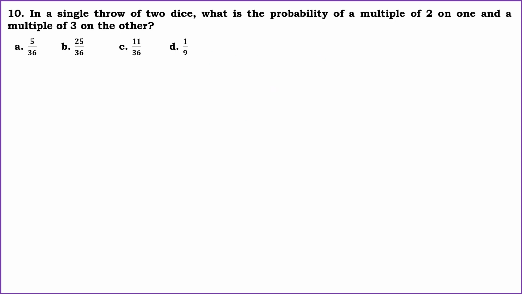Next one. In a single throw of 2 dice, here he is throwing 2 dice. That is, n of sample space is 6 square, which is 36. Now, what is the probability of getting multiples of 2 on one and multiples of 3 on the other? We don't know whether it is the first dice or the second dice. No condition is given like that.